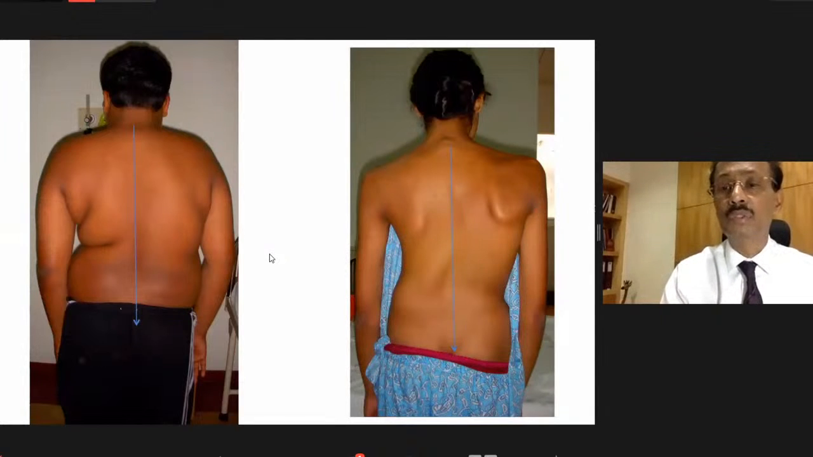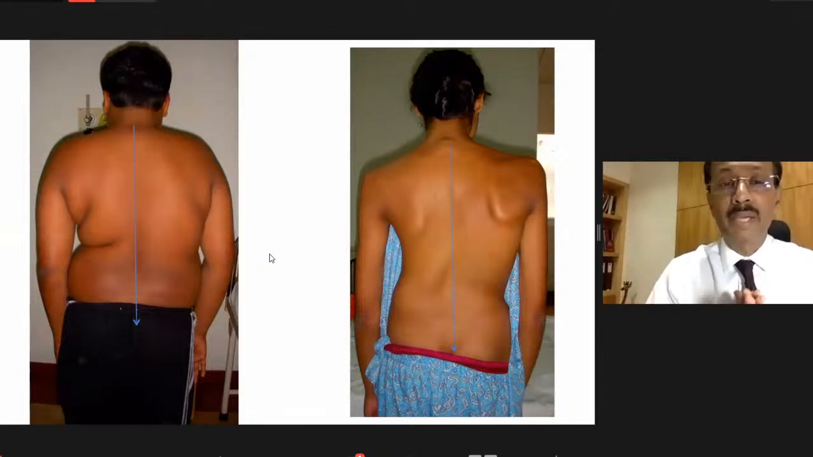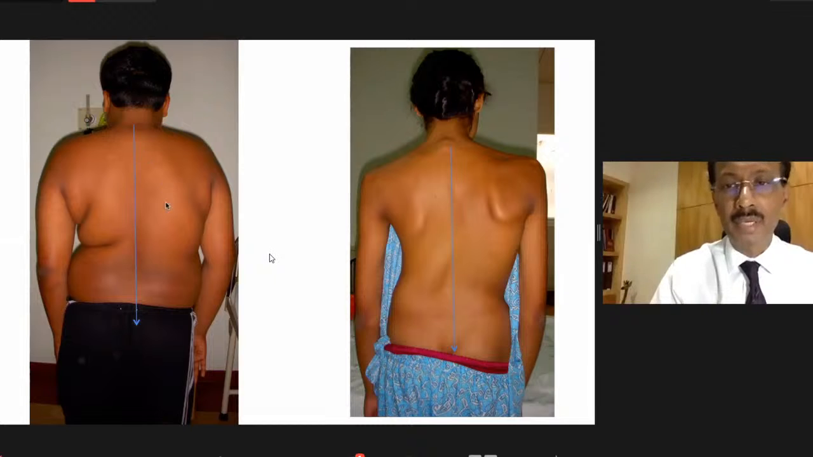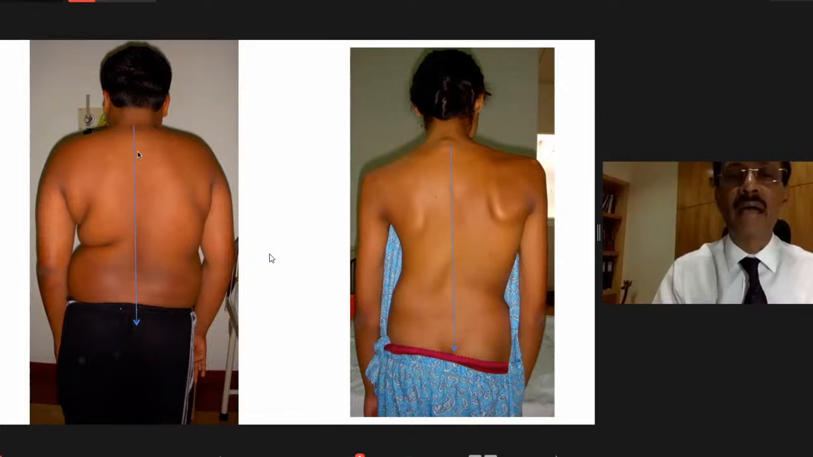The next question was, what is meant by vertebral decompensation? Now, when you inspect a back, you call a spine decompensated when there is a translation of the trunk over the pelvis. Now, in between, there may be a deformity, as you can see over here. Now, both these cases have got a deformity. You can see that there is a scoliosis in both these patients.